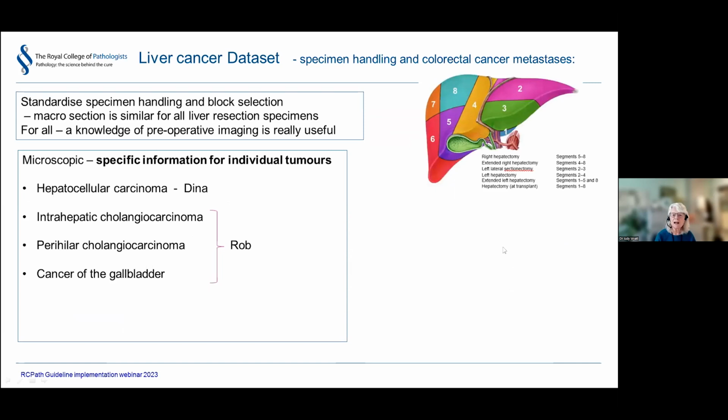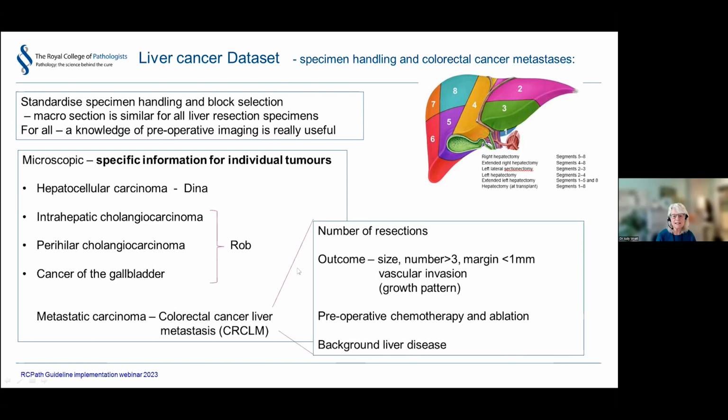Just to mention, the bit that hasn't changed very much is the specimen handling, the same picture of the segments of the liver and the names of the different sorts of specimens that we get, to really emphasize the usefulness of knowing the preoperative imaging before you start slicing up a liver and discover what's actually on the inside of it. This hasn't changed. What has changed a lot is the microscopic sections, as I mentioned. We'll go over to Dina in a moment.